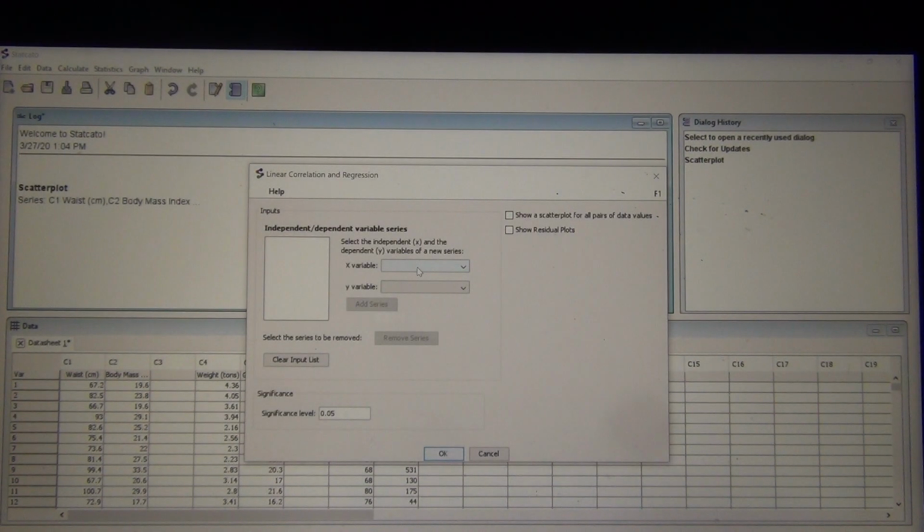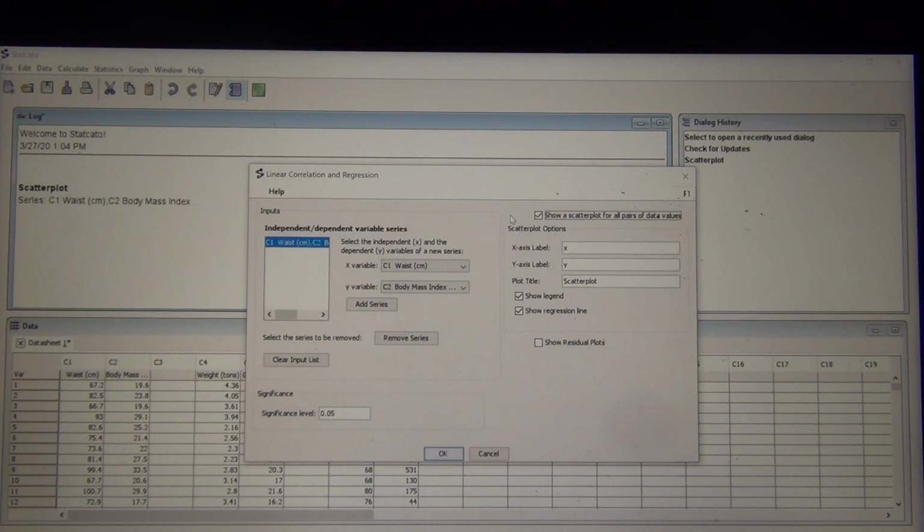And we'll see here, I click X as my waist size and Y as my body mass index, and I click Add Series. Now there's a few graphs you can get. Notice it offers you a significance level because this goes with the correlation hypothesis test. We haven't really talked too much about the correlation hypothesis test, but this is where you'd get all the numbers for that. Here it says show the scatter plot. Yes, I always want to see the scatter plot. If you click the show legend button, it puts a title for you on the scatter plot. But right here it says show regression line. Yes, I want to see the regression line also.